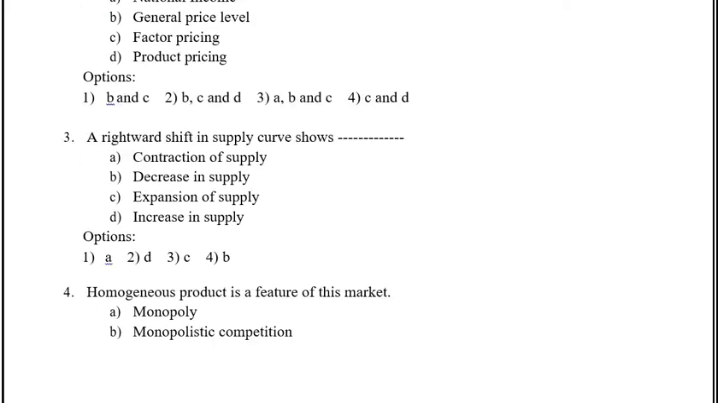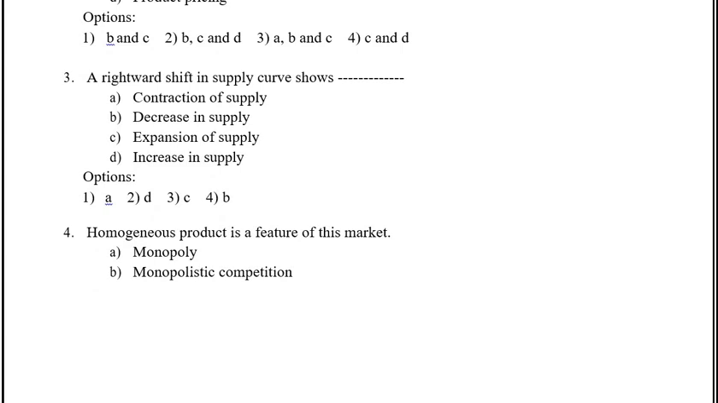Third one, a rightward shift in supply curve shows dash. A, contraction of supply. B, decrease in supply. C, expansion of supply. D, increase in supply. Options are number 1 A, second one D, third only C, and fourth is B.